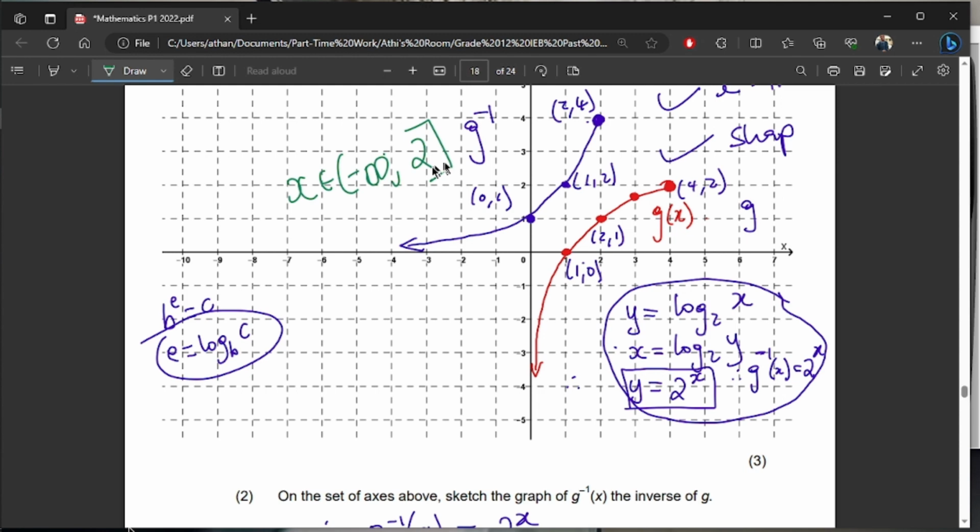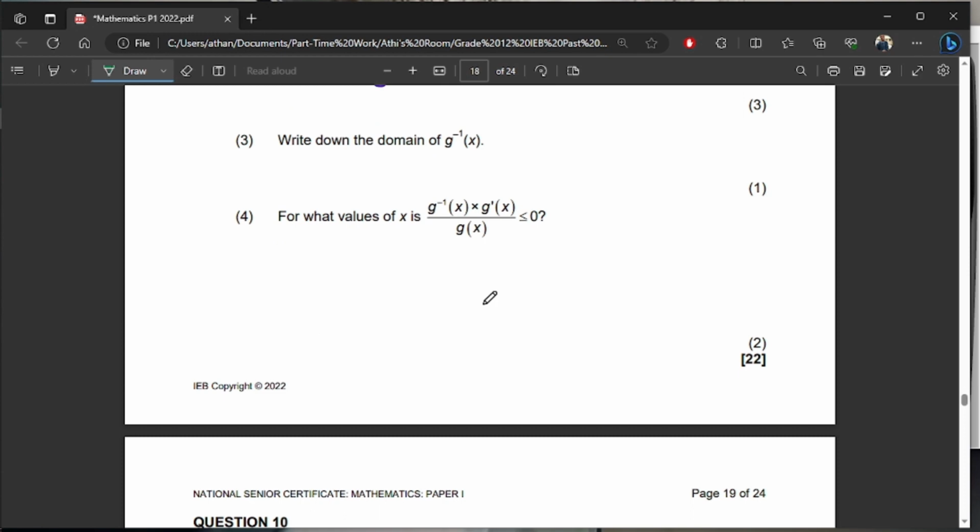Okay, and then let me write it here. The domain is x is less or equal to minus 2, or you can write it like that, all the way to 2, with the square bracket to show that 2 is included, or is part of that domain, part of the function.